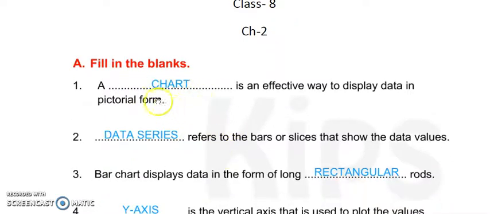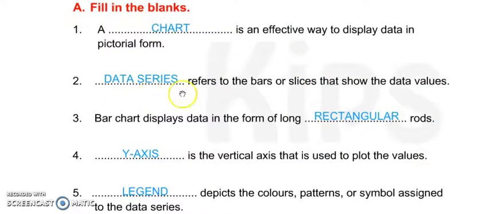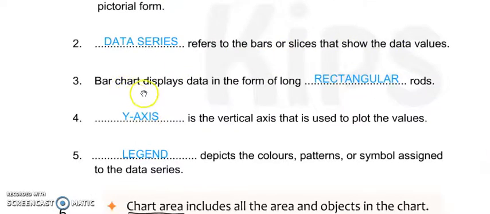First is fill-ups. A dash is an effective way to display data in pictorial form. It is chart. Number 2, dash refers to the bars or slices that show the data values. Answer is data series. Next, bar chart display data in the form of long rectangular rods.